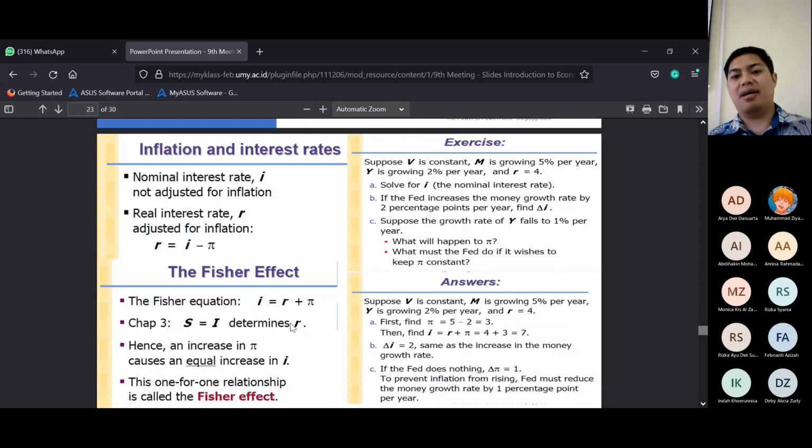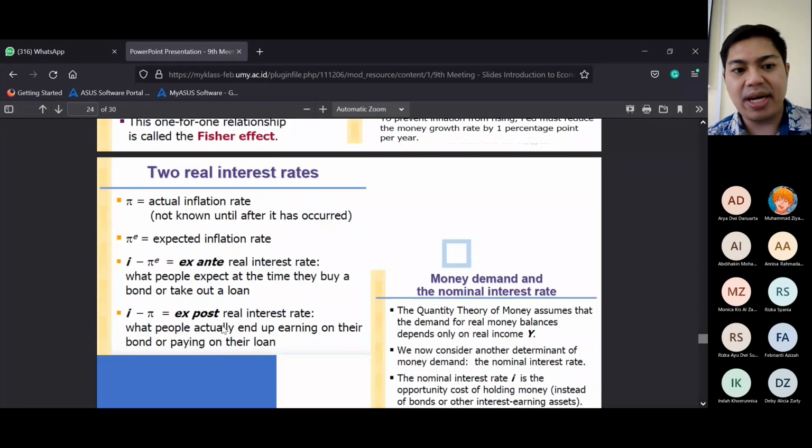So here is another relationship between inflation and interest rate. Usually when inflation increases, the interest rate also increases. And here, according to the Fisher effect, the Fisher effect talks about saving being equal to investment. So here is the interest rate. You have the actual inflation rate and you have the expected inflation rate. Expected means the future inflation.